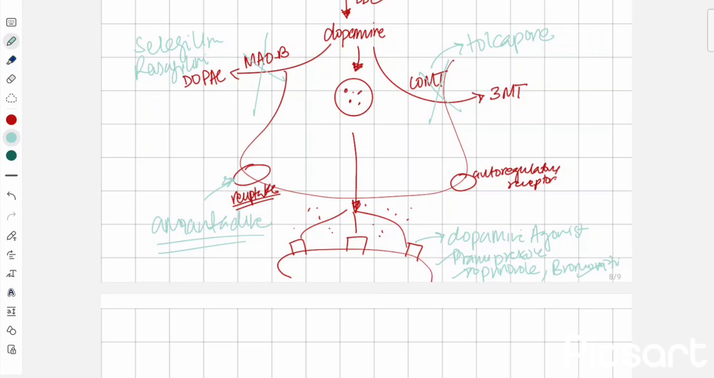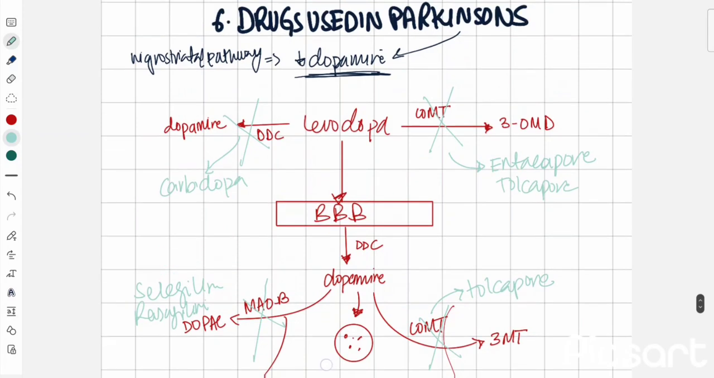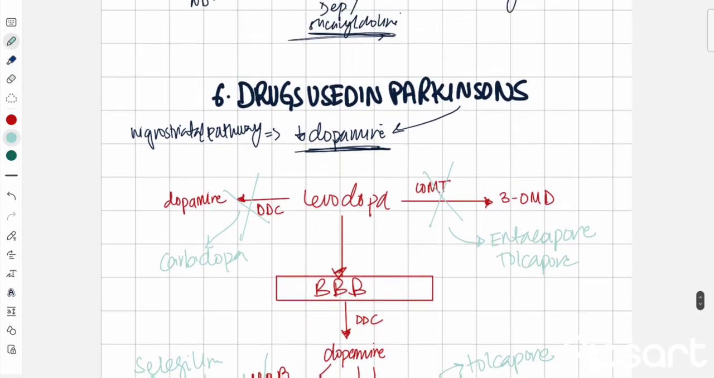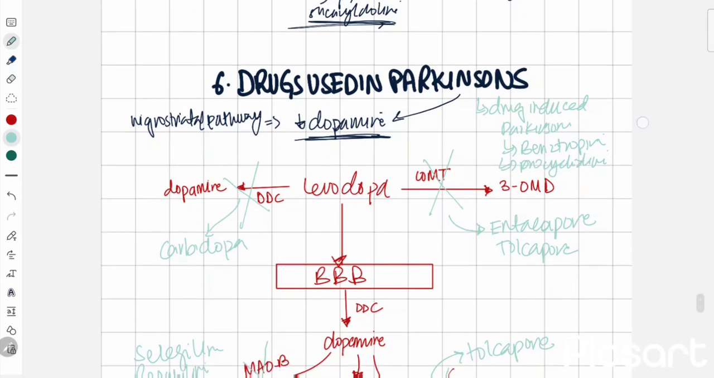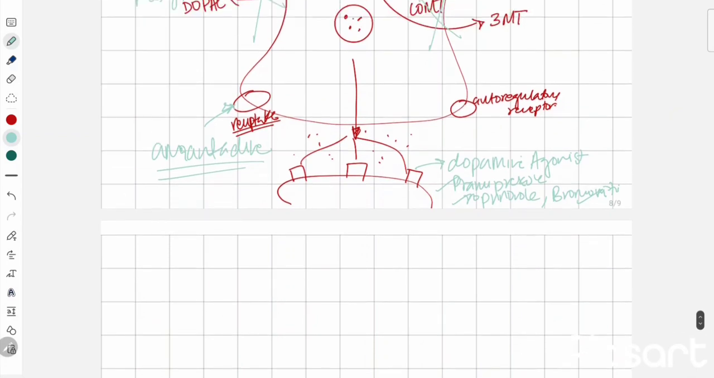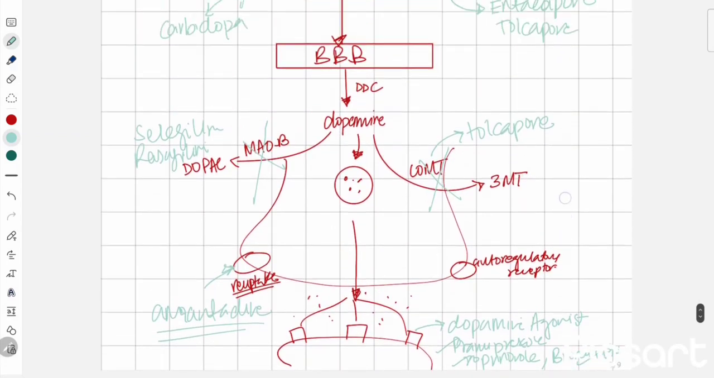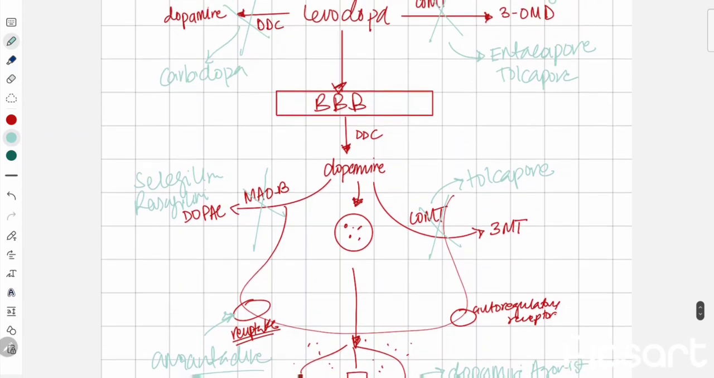Two more things that I like to mention is that if there is drug-induced Parkinson's, you give benztropine and procyclidine. In younger patients, I told you pramipexole, ropinirole. In older, bromocriptine. But mostly in severe Parkinson's, you give levodopa, L-dopa, and entacapone.